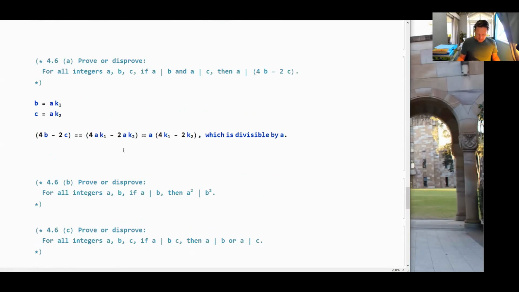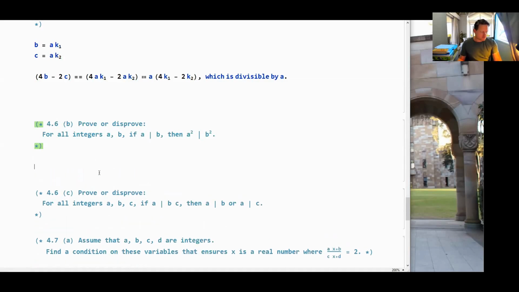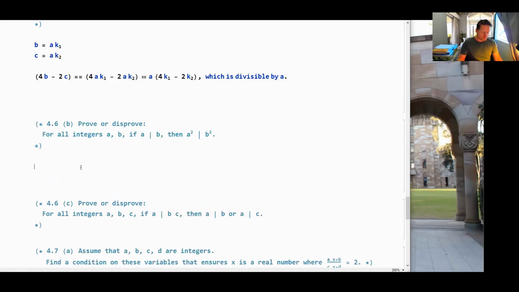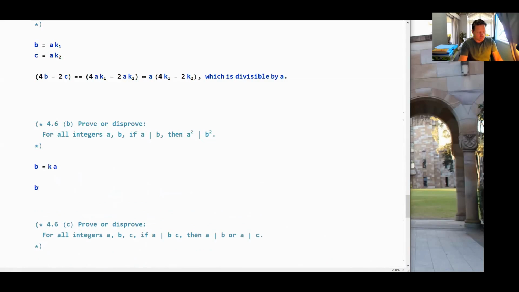Okay. All right, 4.6b, prove or disprove. For all integers a, b, if a divides b, then a squared divides b squared. All right, so I think we can use the same technique here. So let's put b equals k times a. All right, then we square both sides. So we have b squared is equal to k squared times a squared.